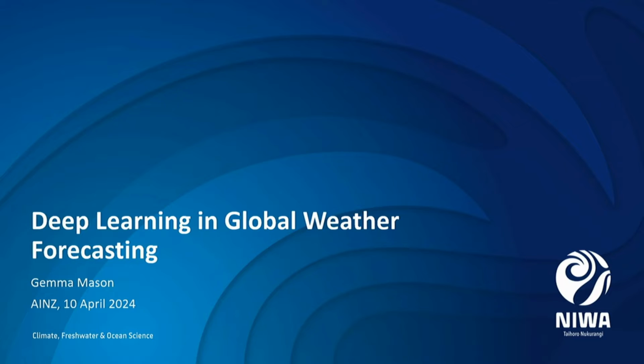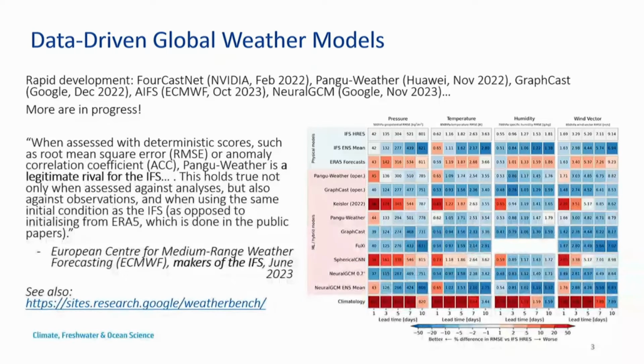The reason I wanted to tell you about global weather forecasting is that data-driven global weather methods, or weather models, have recently had some serious advances. There's a whole list at the top of this slide of things that have been developed just in the past couple of years. And every time I give a talk on this internally to NIWA to tell them the state of the field, I have to update it, so last week.